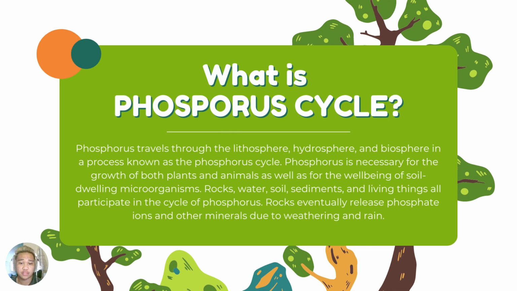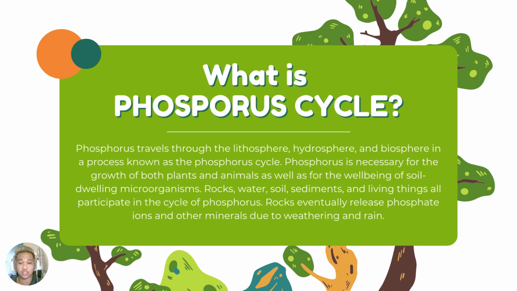Phosphorus participates in a process known as the phosphorus cycle, in which it moves between the lithosphere, the hydrosphere, and the biosphere. Phosphorus is an element that is essential not only for the development of plants and animals, but also for the health of microorganisms that live in the soil.